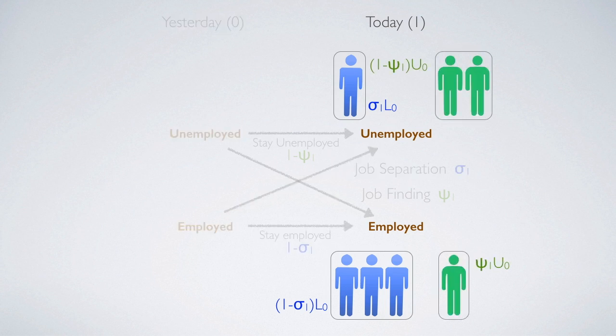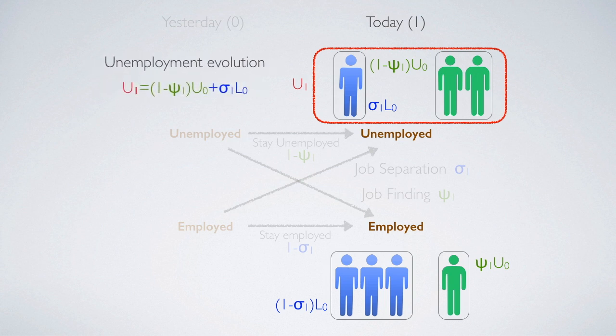So together we know that today's new unemployment population, U1, will be simply the sum of these two that we saw, which is the 1 minus phi times U, those who did not change their status from yesterday, plus those employed people who got laid off and changed their status to unemployment today, sigma L. And then this will give us the unemployment evolution equation.